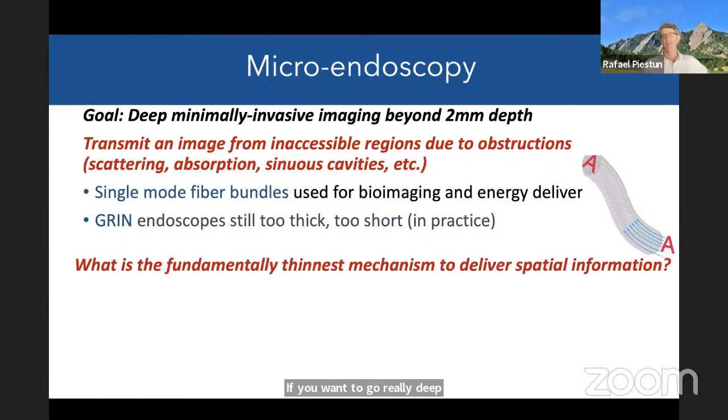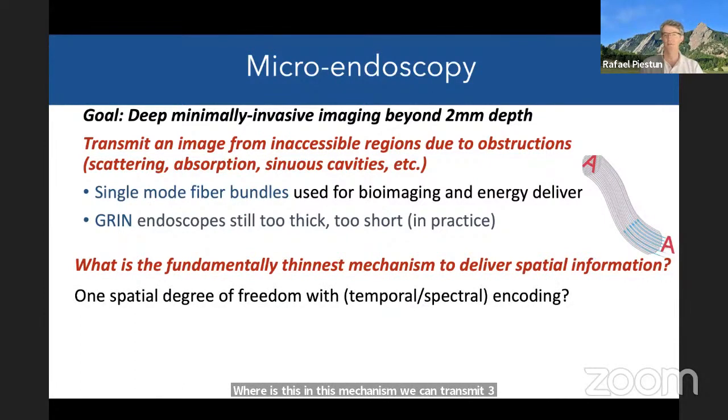So then the question from a fundamental point of view is, okay, what is the thinnest we can go? What is the thinnest mechanism we can use to transmit optical information? One could think of just one degree of freedom and then do temporal encoding. One degree of freedom is a single mode fiber, essentially a fiber that transmits a single pixel. And then you have some temporal mechanism that converts the spatial information on the distal side to temporal information.